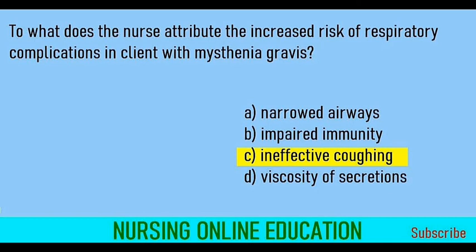These weakened muscles result in ineffective coughing, and the secretions are retained and provide a medium for bacterial growth. So this causes respiratory complications. So here the answer is ineffective coughing.